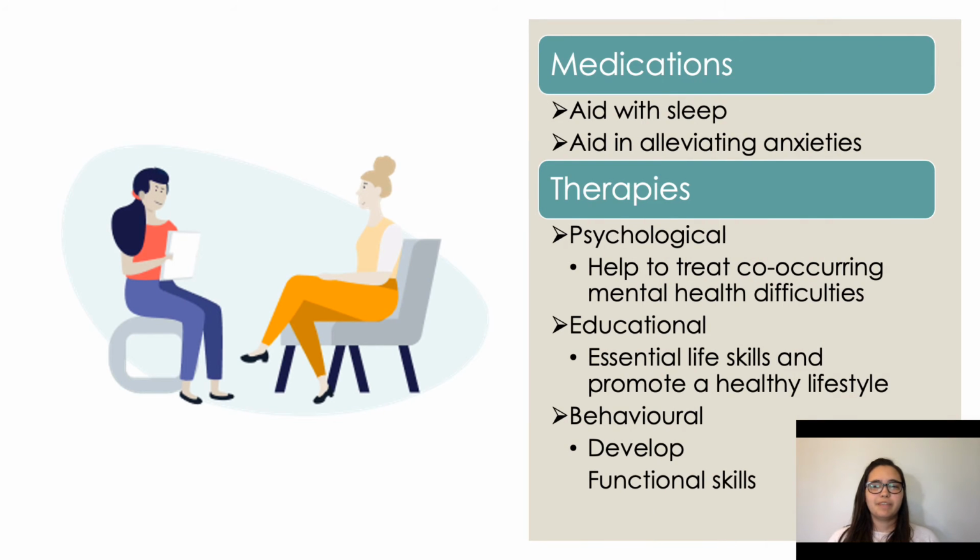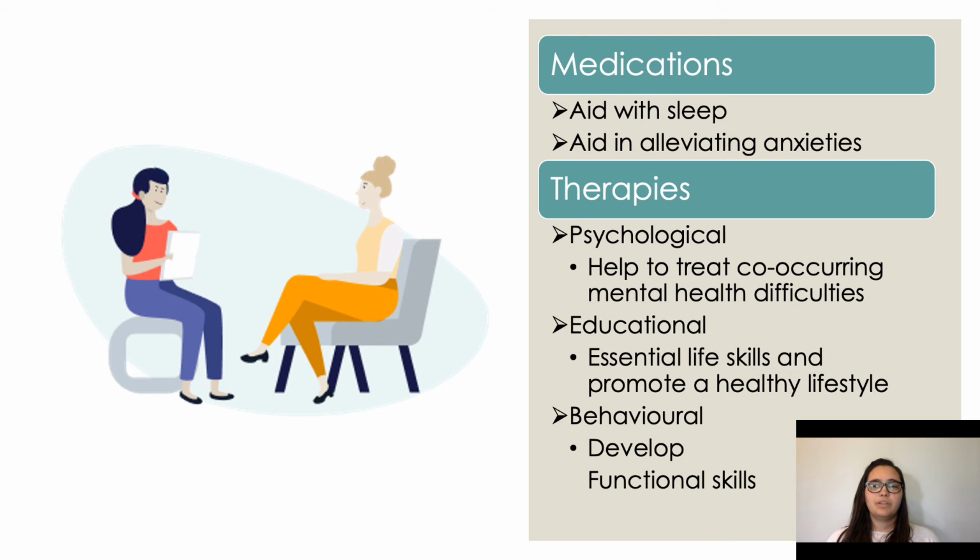There are numerous effective intervention options for adults living with ASD. Pharmacological interventions can be effective for some individuals and can include sleep aids as well as medications to assist with anxiety or other co-occurring mental health conditions. Medications are accompanied by therapies and can include many different types.